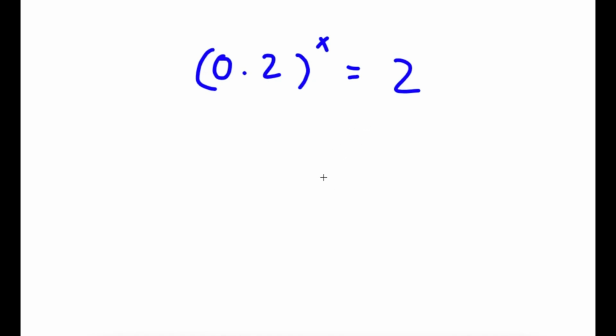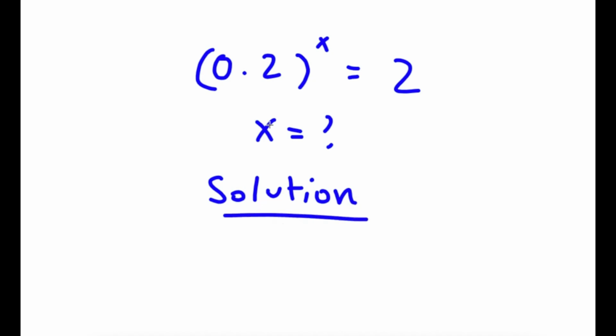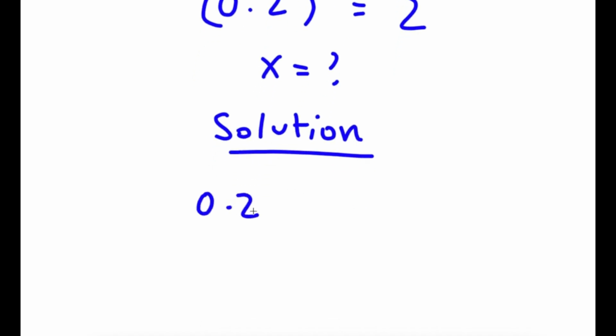Alright, so in this problem, I have 0.2 to the power of x is equal to 2. So for this problem, I want to find the value of x. So for my solution, first start with 0.2 to the power of x is equal to 2.